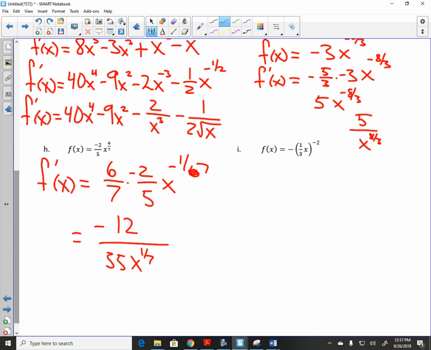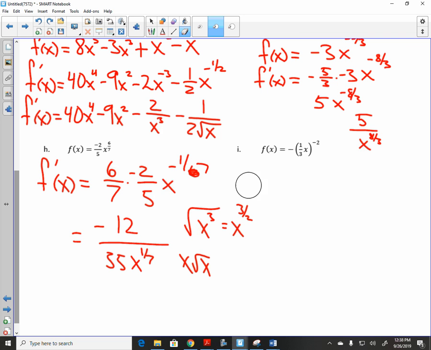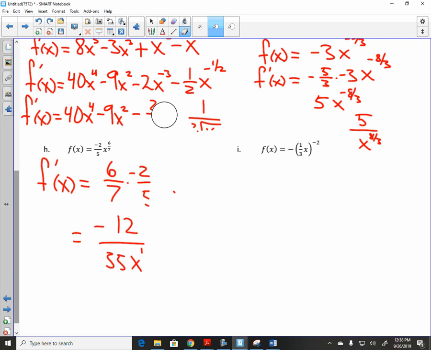Negative 12 over 35 x to the 1/7. 7th root of x is fine. No, I would say that if you leave, though, your answer as cube root or square root of x cubed, technically that's not simplified. You would need to write it as x roots of x to be simplified as a square root, right? Or you could write this as x to the 3 halves. You would say, well, we'll just leave it as a fractional exponent. So if it's a square root, often I'll write square root or cube root, but if it's anything greater than that, I usually write it just as a rational exponent. Okay, what's different about letter I?